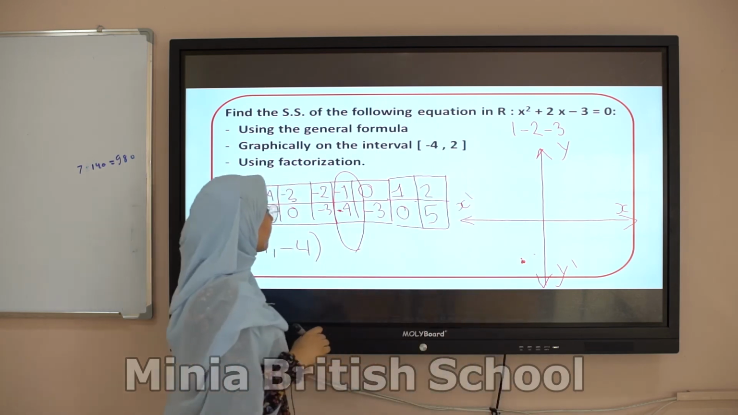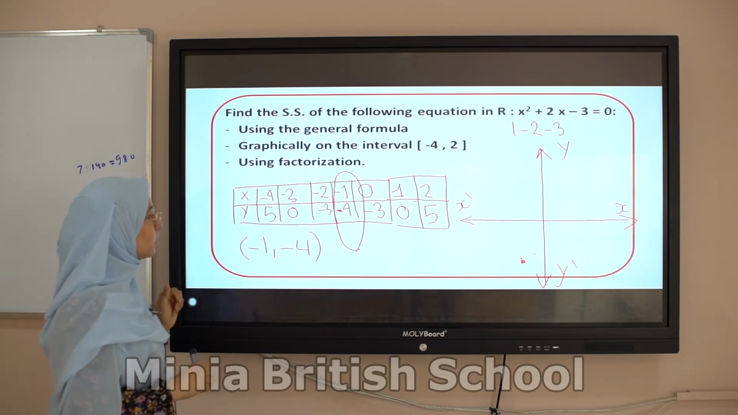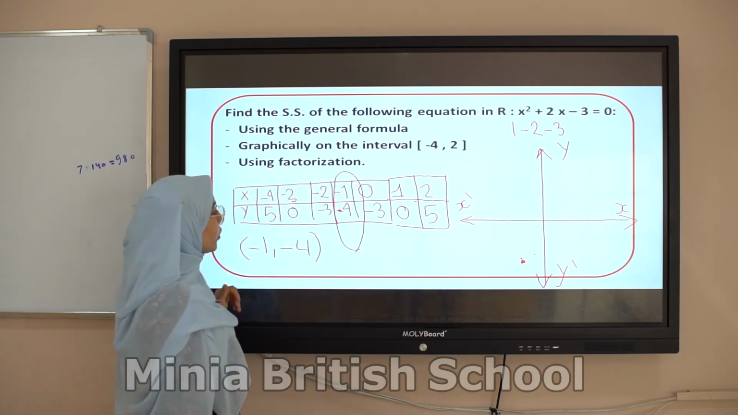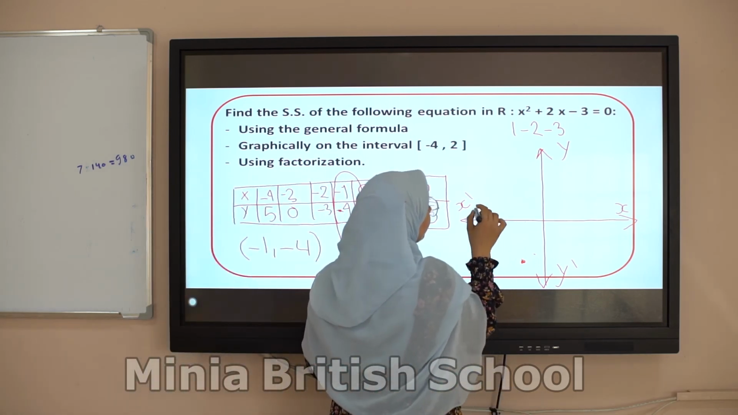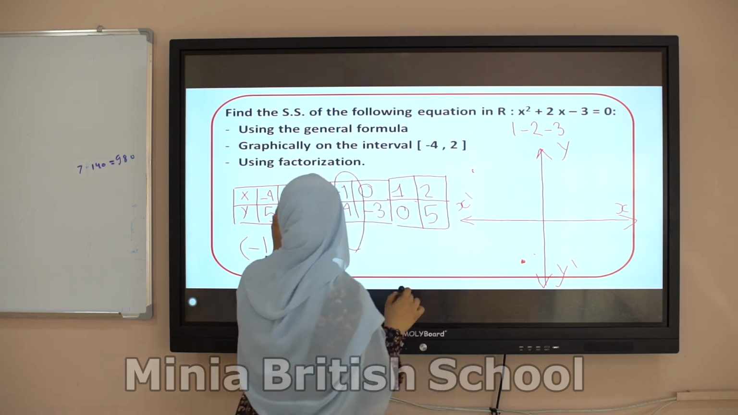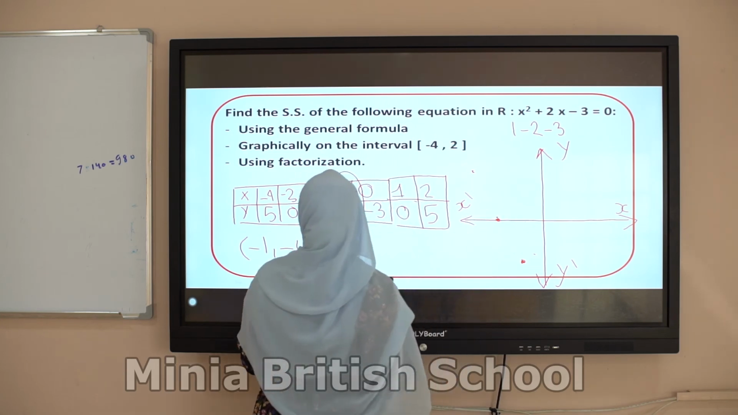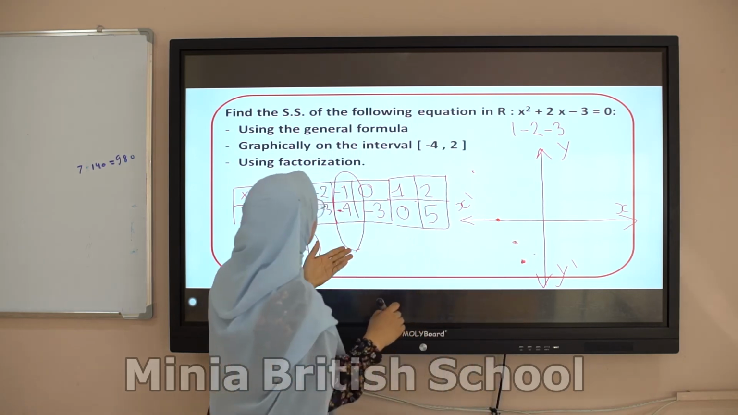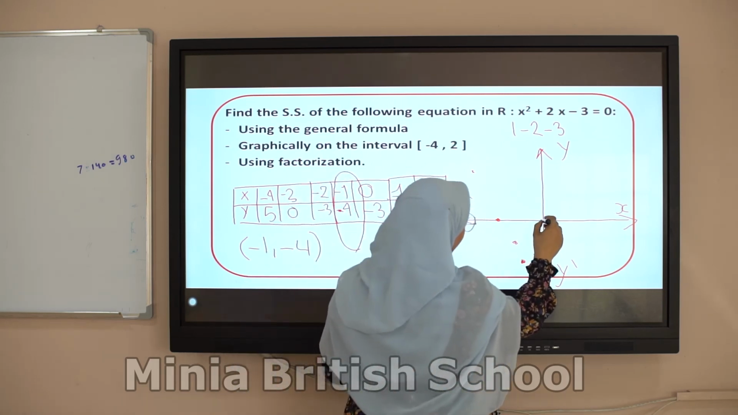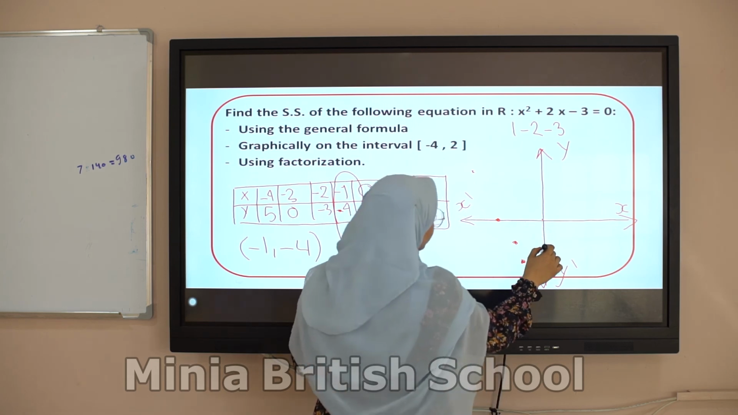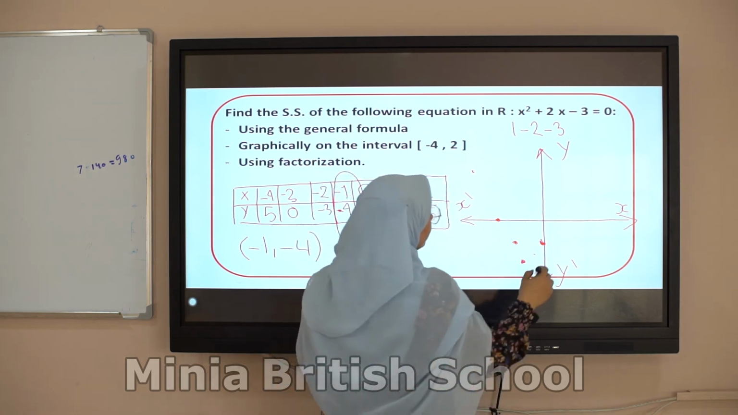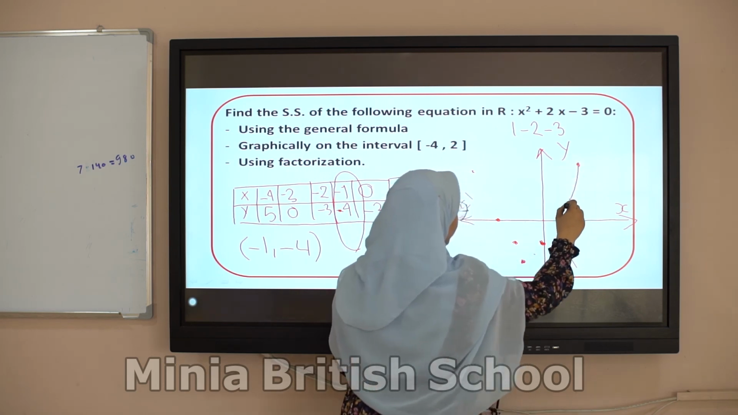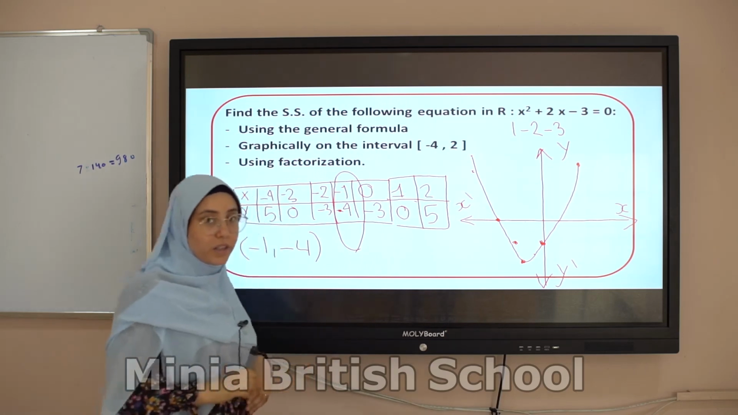Like here. And when x equals negative 3, you can represent each pair here. Negative 4 and 5, like here. Negative 3, 0. Negative 2 and negative 3. Negative 1 and negative 4, 0 and negative 3. And 1 and 0, 2 and 5. We get the curve like this.